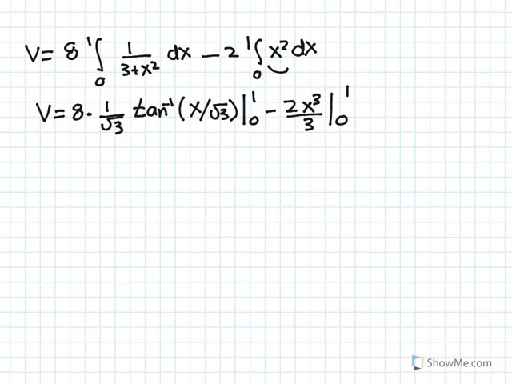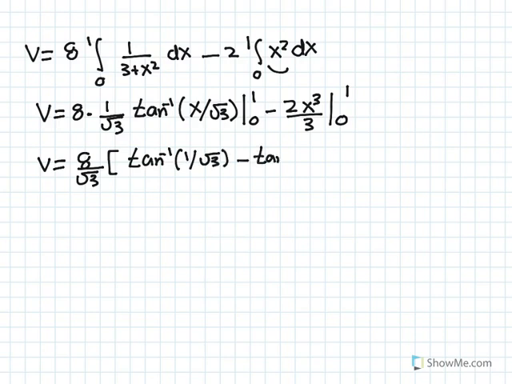Now we apply the fundamental theorem of calculus and solve this. We get volume is equal to 8 over root 3 times tan inverse of 1 over root 3, minus tan inverse of 0, minus 2/3 times, plugging 1 in, we get 1 cubed, that's 1, minus 0.